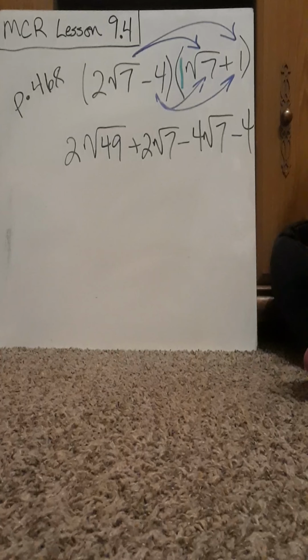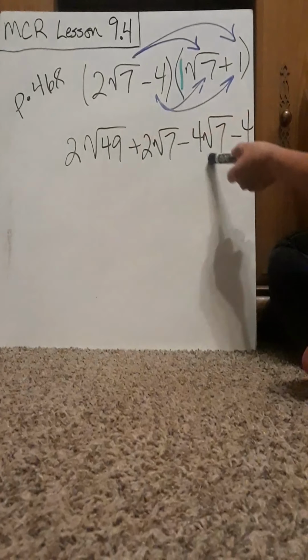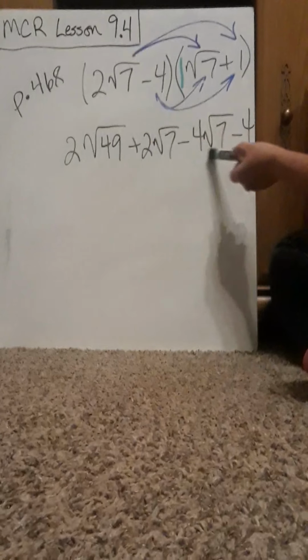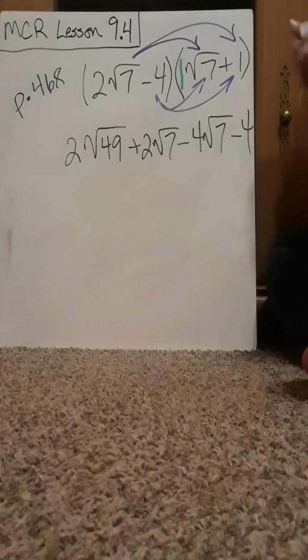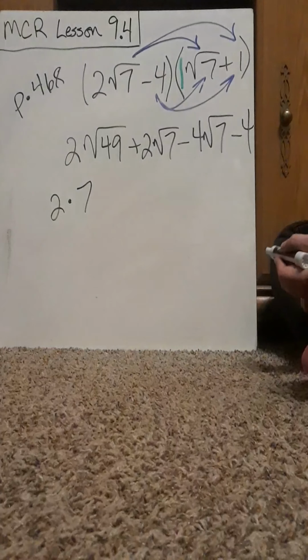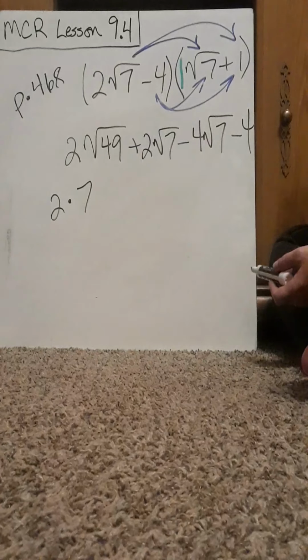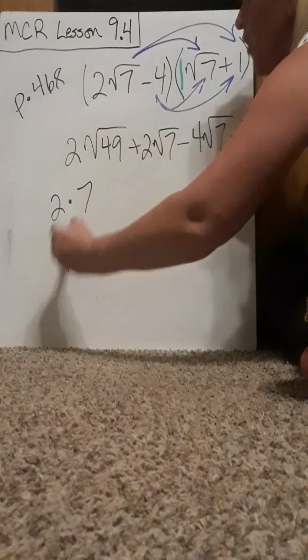Now you always want to take, once you've FOILed it out, you always want to simplify it as much as you can. I see a perfect square here, so I know there's something I can do with that. I also see some radicals here that are combinable. So let's start by replacing this square root of 49 with a 7. If you're not sure what to do with the 2 and the 7, you multiply. So once you take the square root of 49, it becomes a 7. It's going to multiply with the 2 in the front and become a 14.